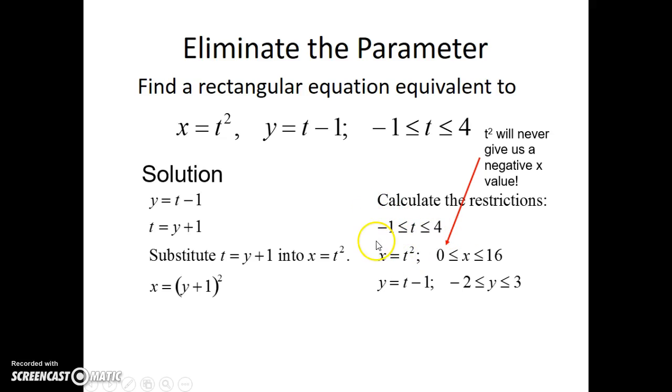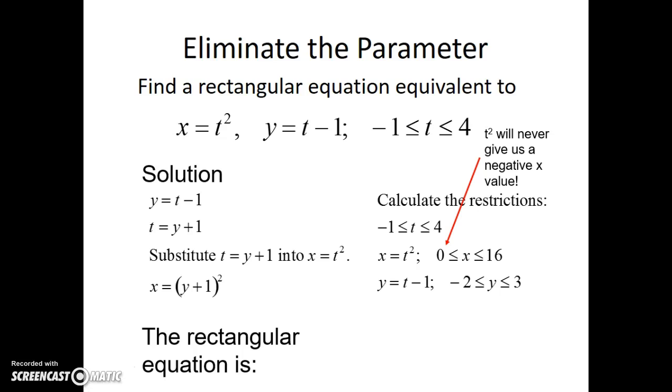But because t is a negative value and x is only going to give us positive outputs, we have to pay attention to that. Y is a little more straightforward. Here, y is t minus 1, so I'm going to plug this value in for t, that gives me -2, and I'm going to plug this value in for t, and that gives me 3. So y is much more straightforward. So I would have x values between 0 and 16, and y values between -2 and 3.